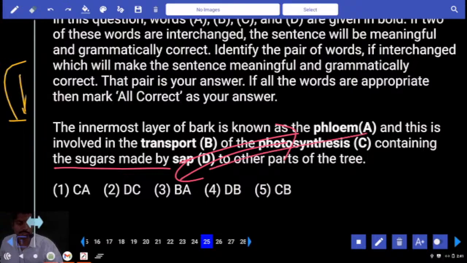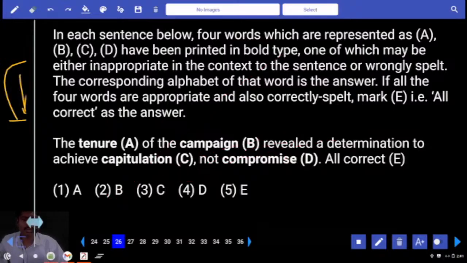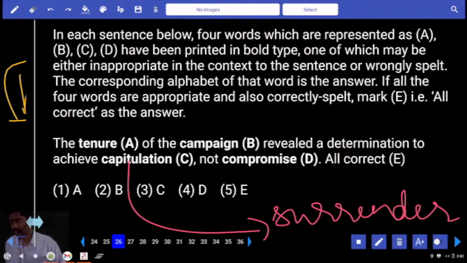CD. Do we have CD? Second option. Spelling mistake or inappropriate word. Tenure, campaign, capitulation, compromise. Error, please. Capitulation is nothing but surrender. They want to achieve surrender, not compromise. Answer: spelling wise all correct, but an inappropriate word.